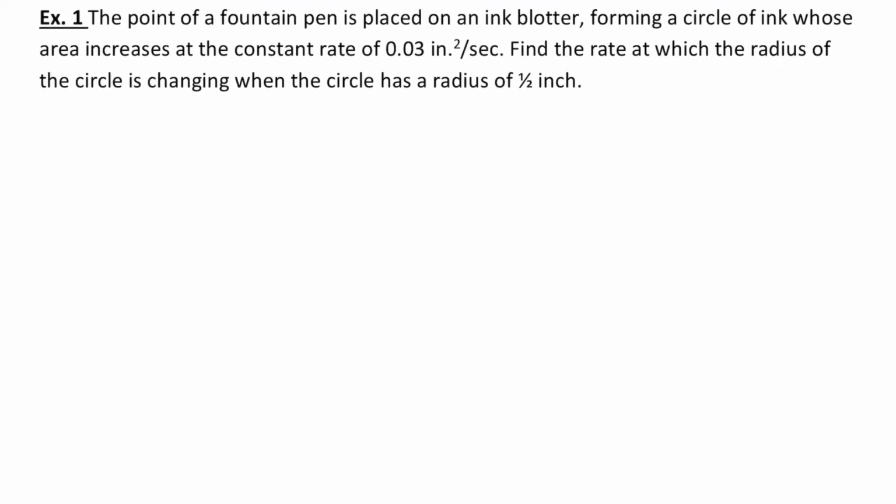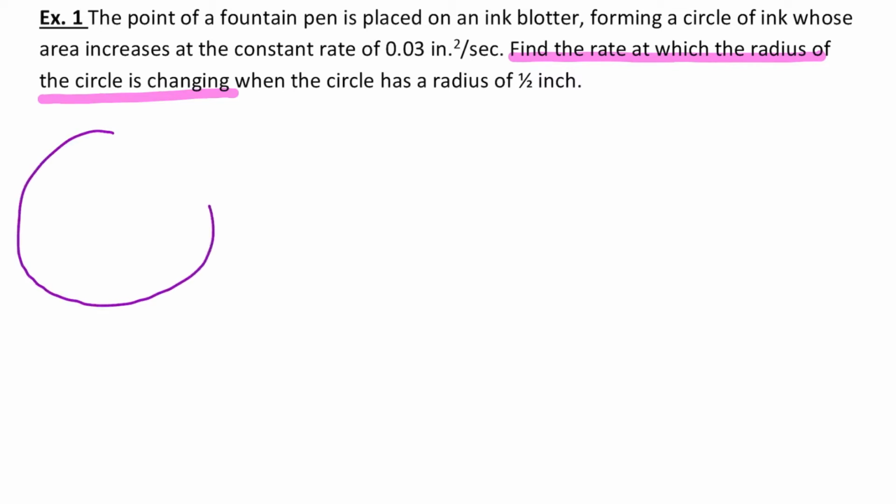So if we are looking at this one, first off, take a minute and read it. And then we're trying to find the rate at which the radius of this circle is changing. So I like to highlight what I'm looking for. I'm going to draw a picture here. So basically we've got this pen and its point is in the middle and the ink is expanding outward in all directions in a circle.